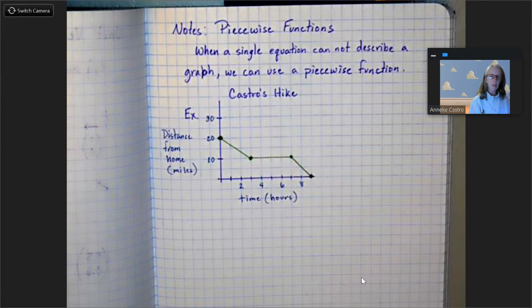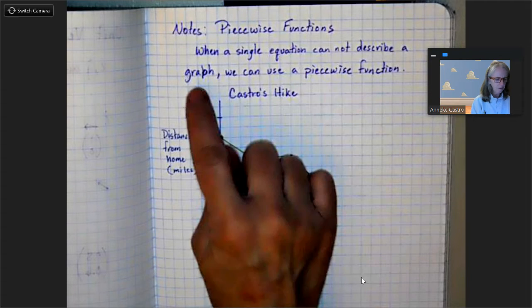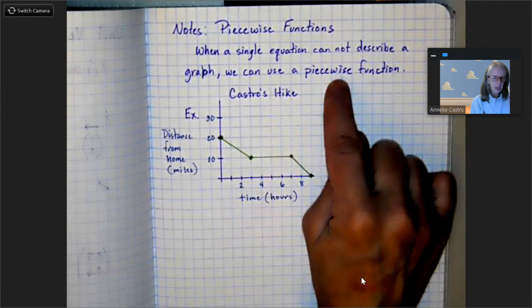Today we are talking about piecewise functions. Sometimes we have situations where a single equation cannot describe a given graph. In those cases, we use a piecewise function.